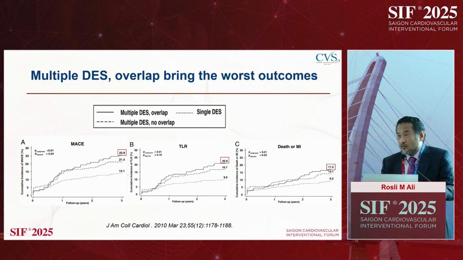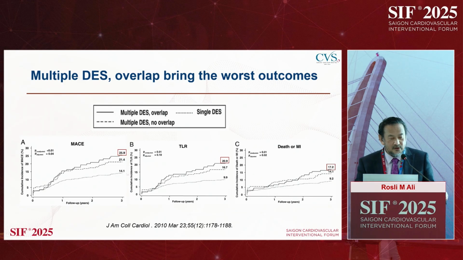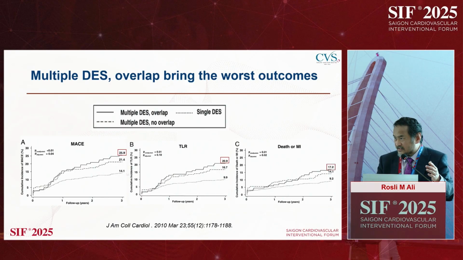Also, there is the fact that you have stents which are overlapping. Overlapping stents are not a good idea if you can avoid it. If you have a single DES, they do the best, but if you have multiple stents that overlap, then the outcome is poorer than if you have multiple stents and there is no overlapping.